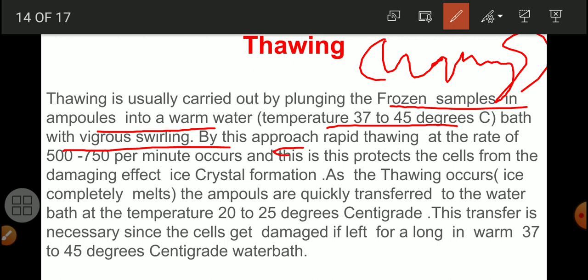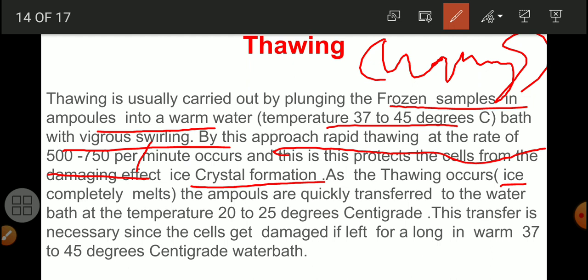Remember, by this approach rapid thawing at the rate of 500 to 700 per minute occurs, and this protects the cells from the damaging effect of ice crystal formation. As the thawing occurs, the ice completely melts.